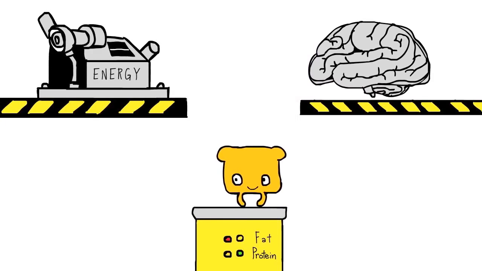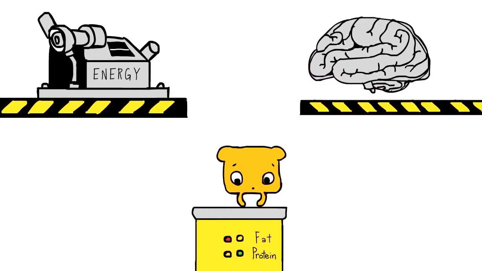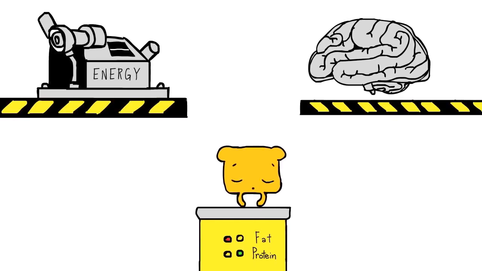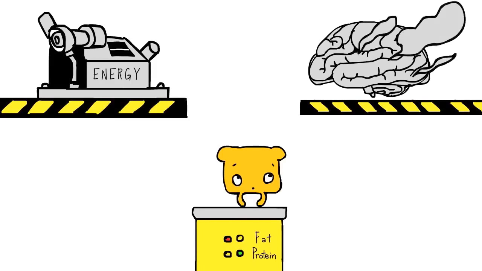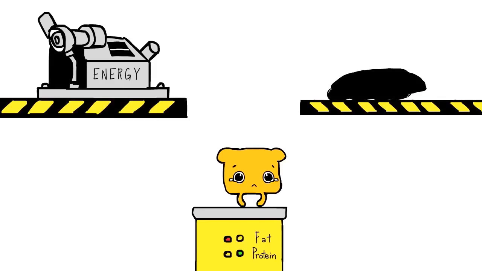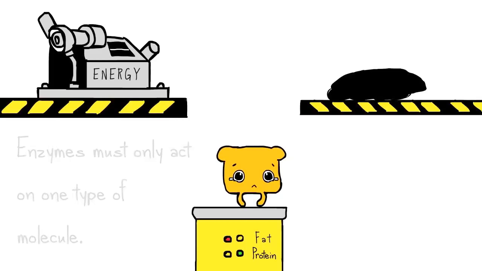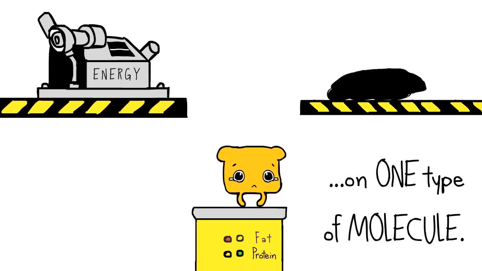If you no longer need the extra energy from your storage of fats, lipase will be deactivated. But this means that lipase can no longer produce precious neurochemicals for your brain. In other words, when you stop burning fats, you end up damaging your brain. To prevent such freakish scenarios from happening in our body, enzymes must only act on one type of molecule.